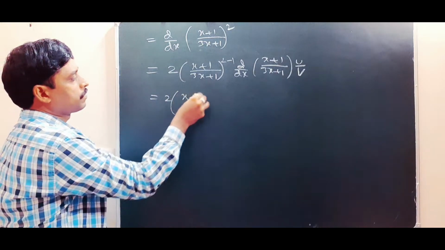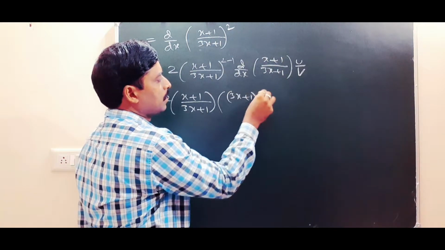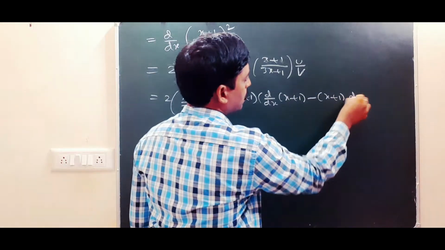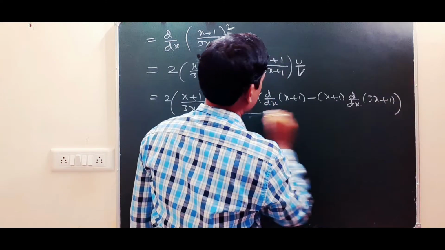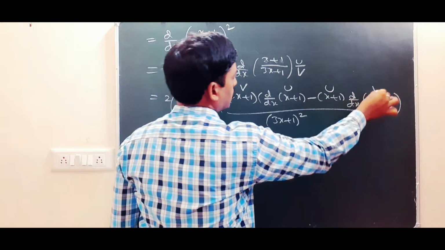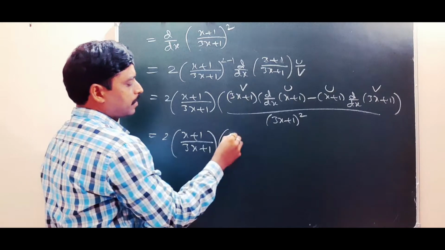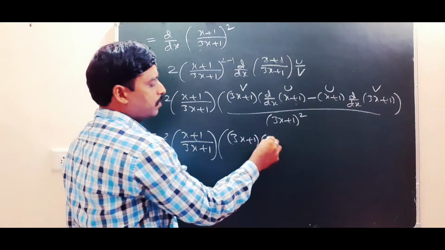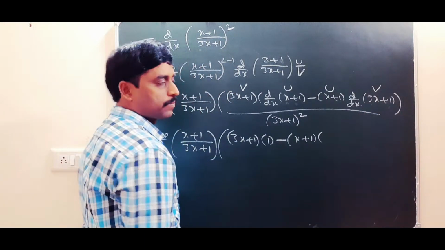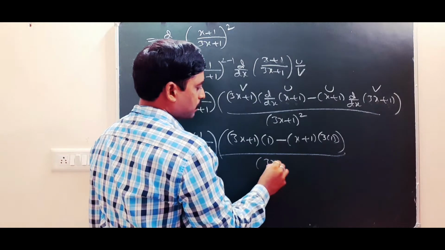Okay, 2 times of (x plus 1) by (3x plus 1) into, so differentiation of u by v: v into differentiation of u, minus u into differentiation of v, by v square. So it is going to be 2 times of (x plus 1) by (3x plus 1) into (3x plus 1) into differentiation of x plus 1, which is 1, since differentiation of x is 1 and differentiation of 1 is 0, minus (x plus 1) into differentiation of 3x plus 1, where 3 is a constant, differentiation of x is 1 and the constant derivative is 0, by (3x plus 1) whole square.